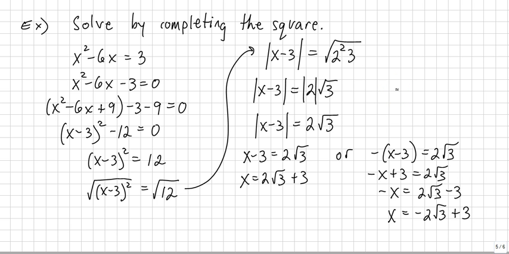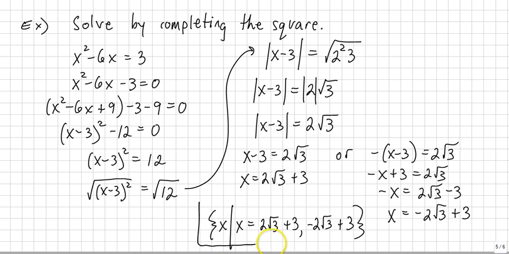So we always write our answers as sets. So we were solving this equation, and the two answers are our solution set would be the set of all x, such that x equals 2 times the square root of 3 plus 3, or negative 2 square root of 3 plus 3. And we can check our answer just like we check any answer. We can take both of those numbers, plug them in for x, and see if we get a true statement, which I'll leave up to you. We do.